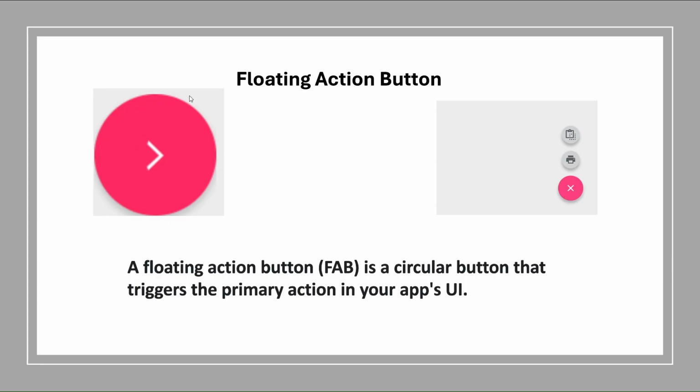Let's get into the floating action button. This is an example of the floating action button. You may see these buttons in popular social media apps nowadays, and this is an example description. A floating action button is a circular button that triggers the primary action in your app's view. And you can add an animation like this, or you can click this button to start an activity, show a toast, a snackbar, whatever it is you can do.